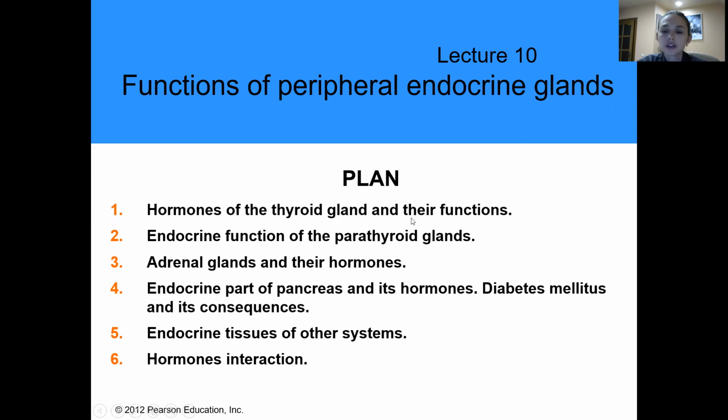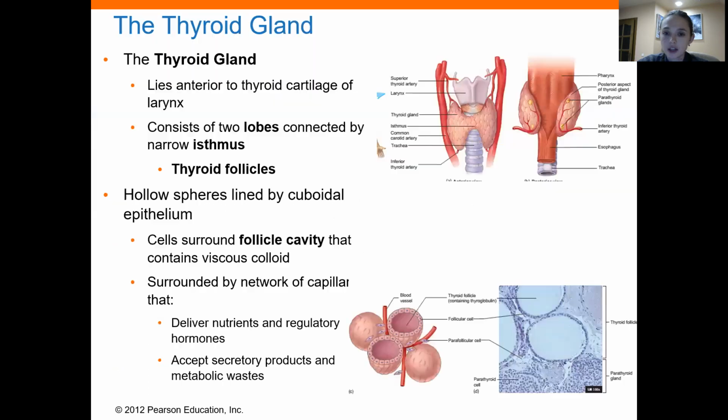and their function, endocrine function of the parathyroid gland, adrenal gland and their hormones, endocrine part of the pancreas and its hormones, diabetes mellitus and its consequence, endocrine tissue of other systems, and hormones of interaction. So let us start. First of all, let us stop on the thyroid gland.